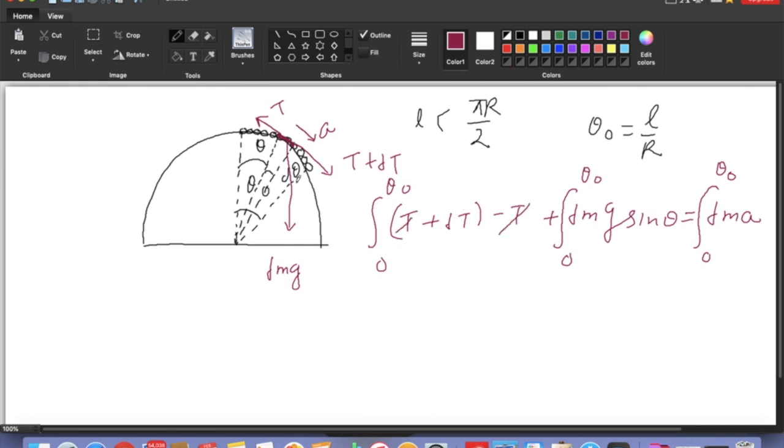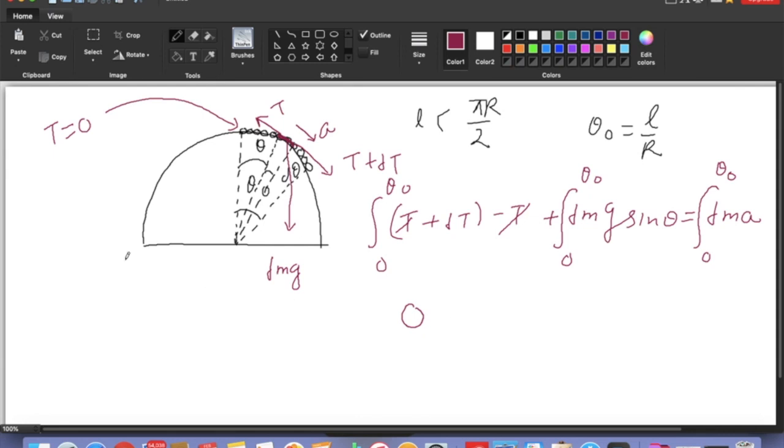As you can see, the tension on both ends of the chain is 0. At this end it is 0 because nothing is pulling it in this direction, and for this end also the tension is 0 because there is no mass beyond this particular point. So the limit of the tension at theta equal to 0 will be 0, and at theta equal to theta naught also the tension is equal to 0. So this first integration becomes 0.